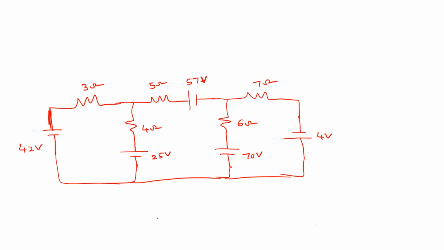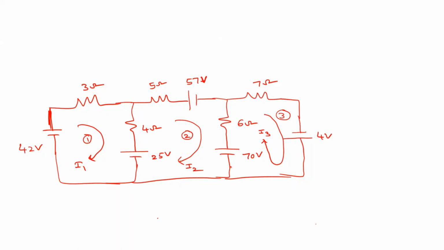So there are three meshes. Three meshes are there, sir. Okay, so what is the next step? We need to assign a mesh current, right? Yes, sir. Let's say this is I1, and this is I2, and this is I3. Say this is the first mesh, second mesh, and the third one. Clear?